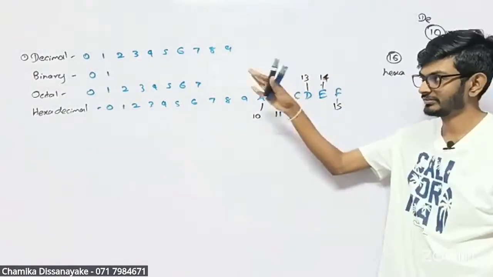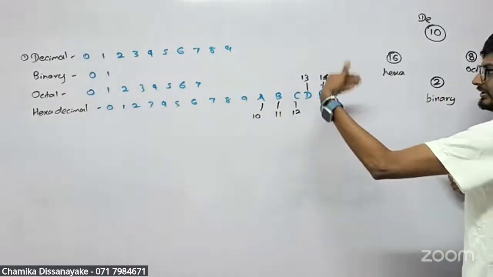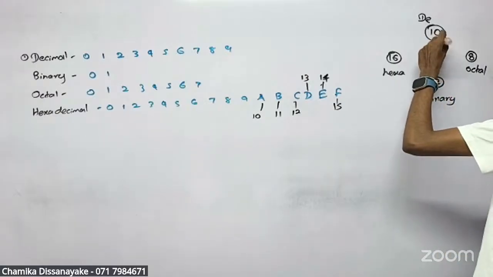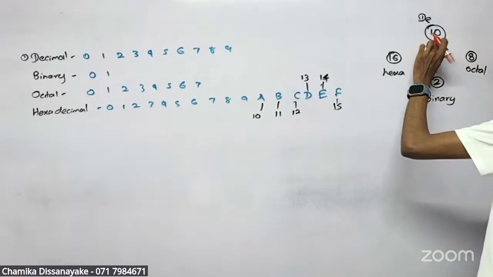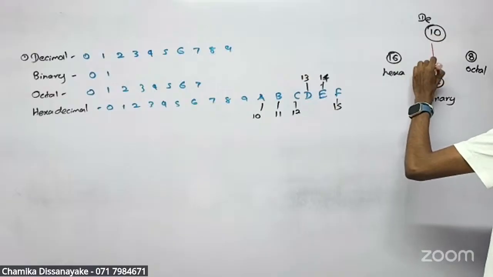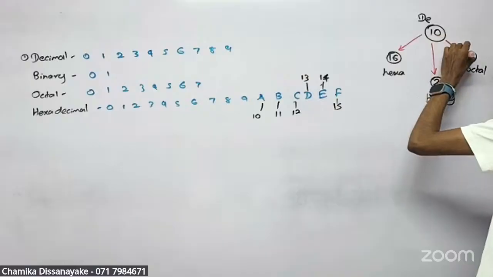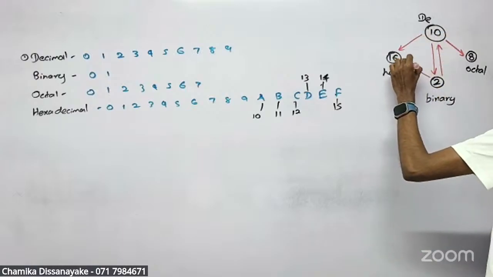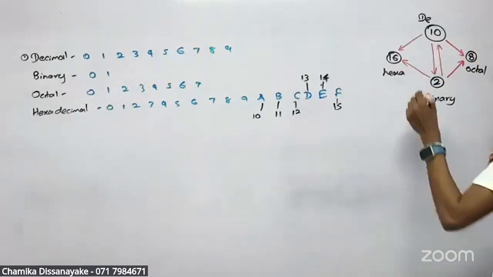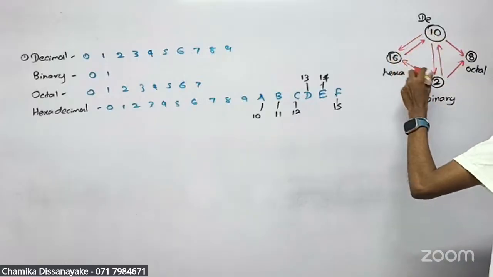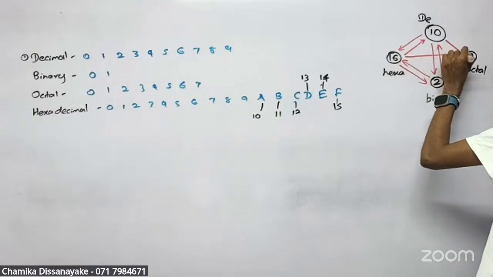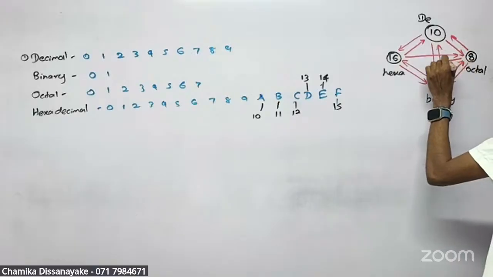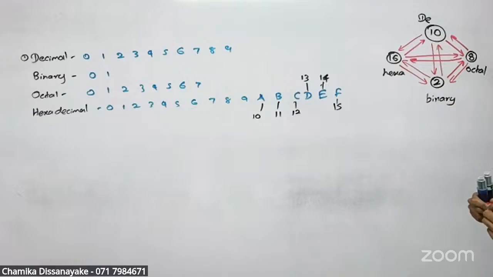I'm not going to tell you this thing again. We are going to learn how to convert between them. That means we are going to learn how to convert from decimal to binary, decimal to hexadecimal, and decimal to octal. And we are going to learn how to convert binary to decimal, binary to hexadecimal, binary to octal. Also hexadecimal to decimal, hexadecimal to binary, hexadecimal to octal. Same thing: octal to decimal, octal to binary, octal to hexadecimal. Likewise, we are going to learn all of these things.